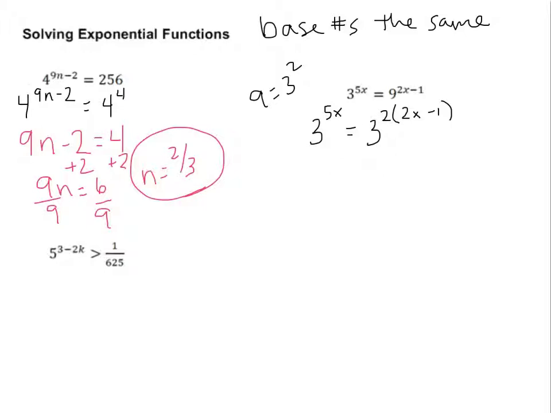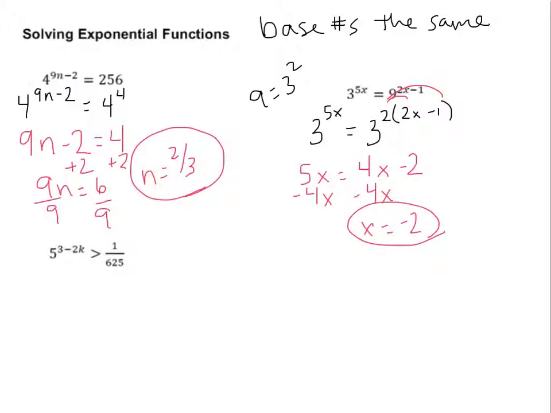So now that we've done that, we can go ahead and just set the exponents equal to each other. So 5x is equal to, we can distribute the 2 throughout that parentheses, so 4x minus 2, and now solve. So we subtract the 4x, so x is equal to negative 2. So there we solved it.